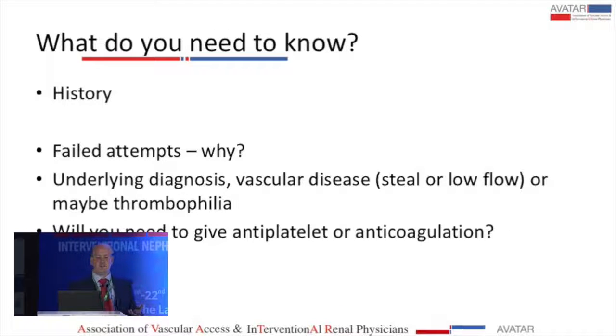So what do you need to know? You need to know the history of what's happened. What failed attempts have they had, and try and work out why it's failed. You need to work out if there's an underlying diagnosis here. Have they got peripheral vascular disease? Have they presented with dead fingertips, low flow fistulas that won't mature? Maybe they're lupus patients with lupus anticoagulant. They've had PEs, DVTs before. And you need to consider afterwards whether you're going to need to give antiplatelets or anticoagulation for them.